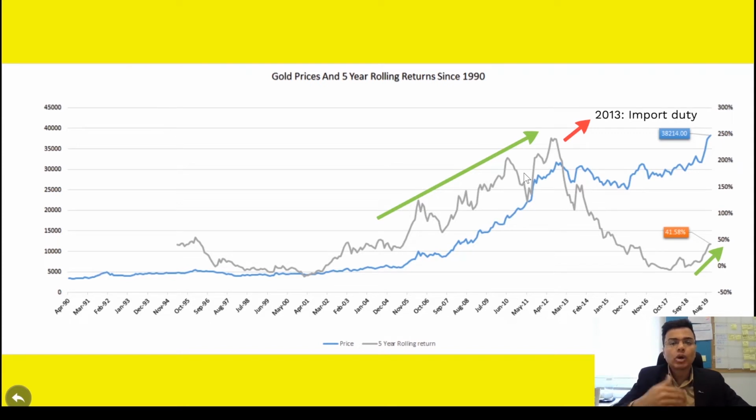Now, the second question is, why 5 year? Why not 1, 2, 3 years? I'll answer this question eventually, once we move deeper into the discussion. I'll answer why we are taking 5-year rolling return.